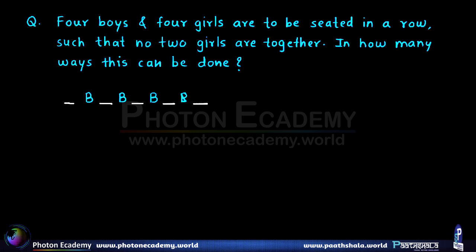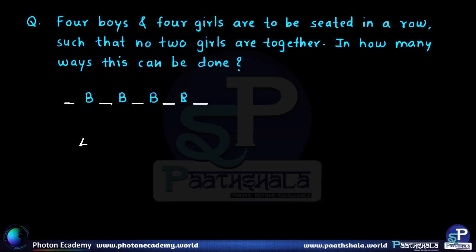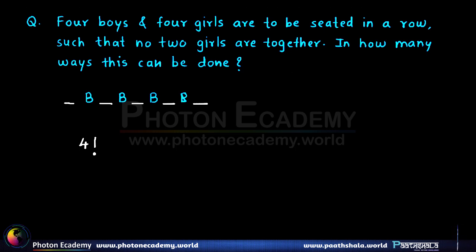Now we can see there are 4 boys and 4 positions. So therefore the total number of ways to arrange the boys is nothing but 4 factorial. Now on the remaining 5 places there are 4 girls to be seated. So therefore of course one of the positions is going to remain empty.